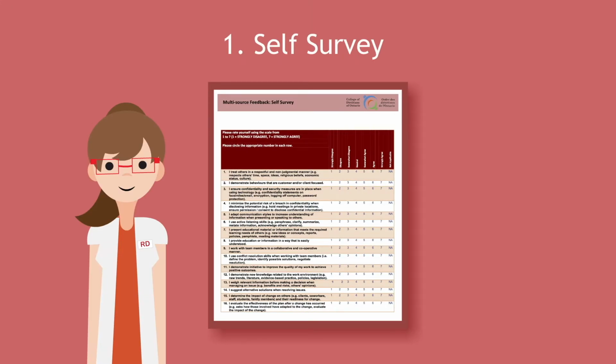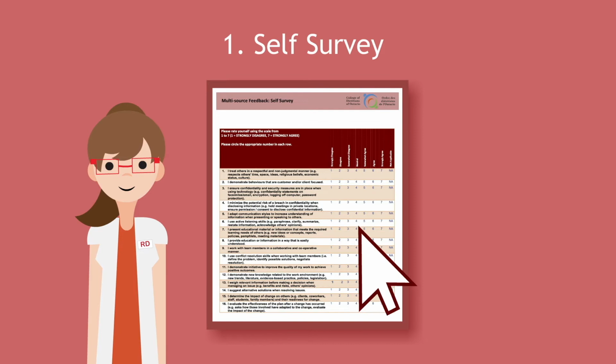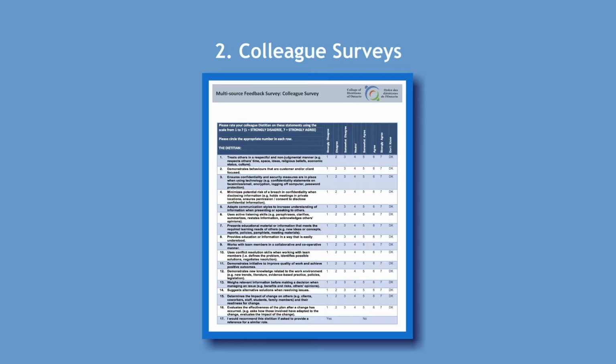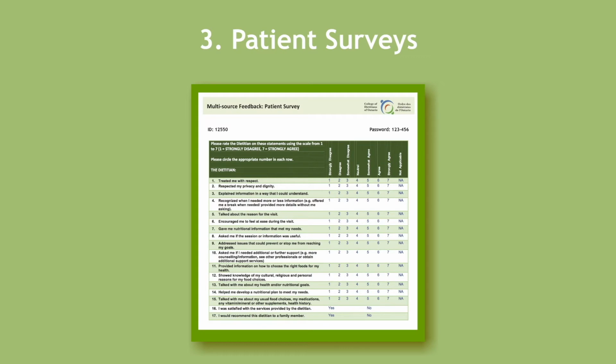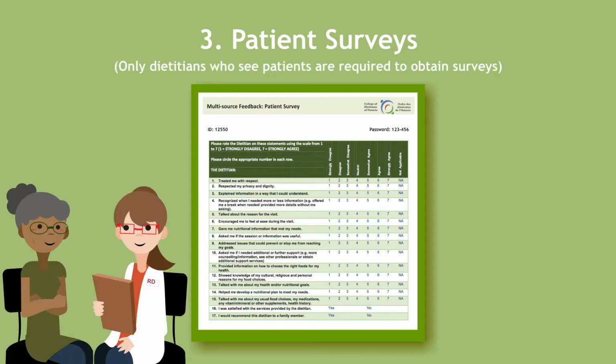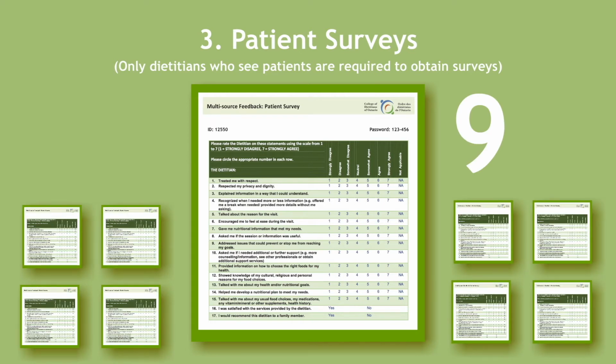First, there is the self-survey, which must be completed online. Second is the colleague survey. For this survey, you should choose at least 6 colleagues with whom you work to complete it. All colleague surveys must be completed online. And third is the patient survey. Only dietitians who see patients are required to obtain at least 9 patient surveys. These may be submitted online or mailed by the patient in a provided prepaid envelope.